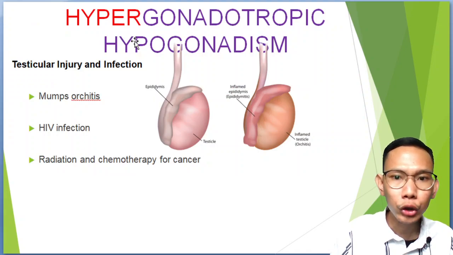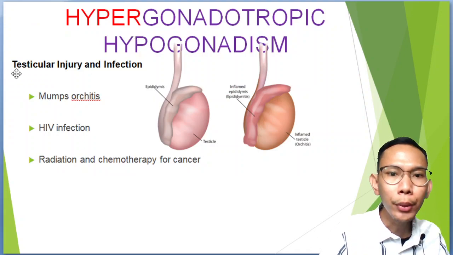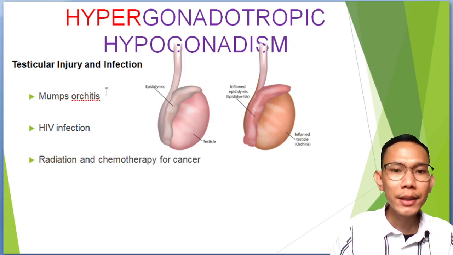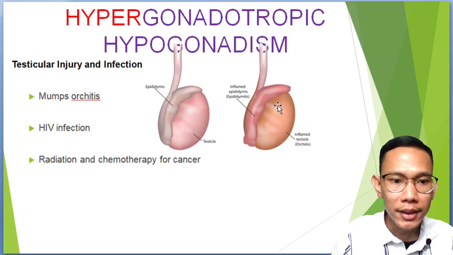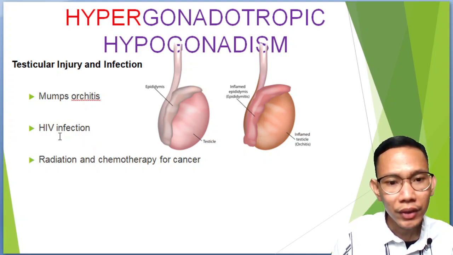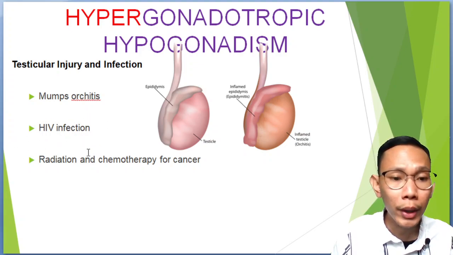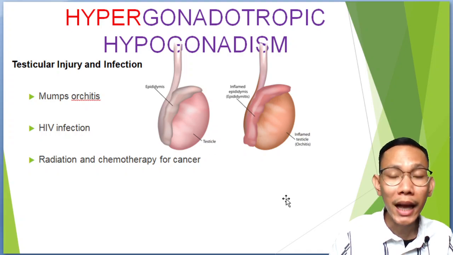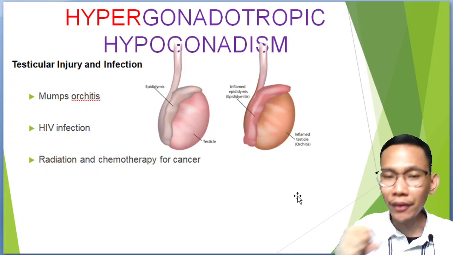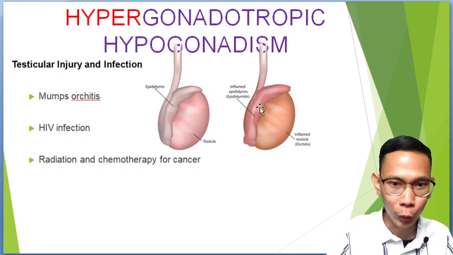How about hypergonadotropic hypogonadism? Yung hypergonadotropic hypogonadism, there is a problem within your testis. It could be an injury or infection. Kaya may mumps or orchitis or inflammation of your testis. Or could be having HIV infection, or those underwent your radiation and chemotherapy for cancer. So ano nangyayari? Bakit hypogonadism? Kasi nga may problema sa testis. Pag may problema sa testis, mababa ang testosterone level pero mataas ang GnRH, FSH, and LH. Kaya hypergonadotropic hypogonadism.